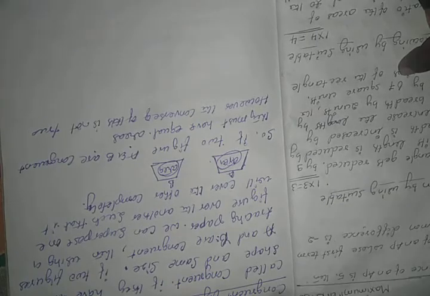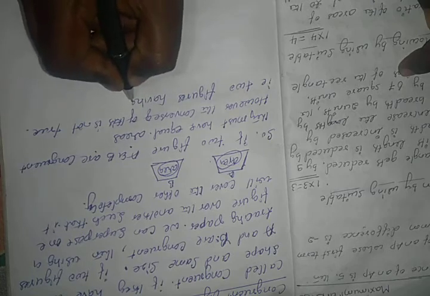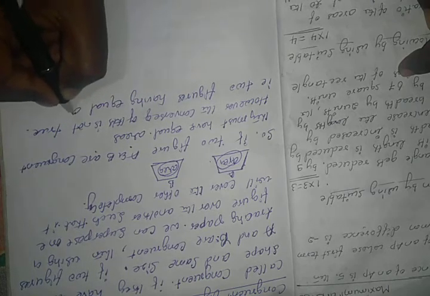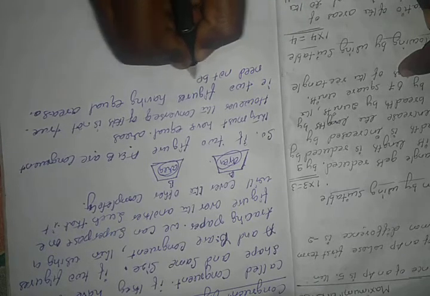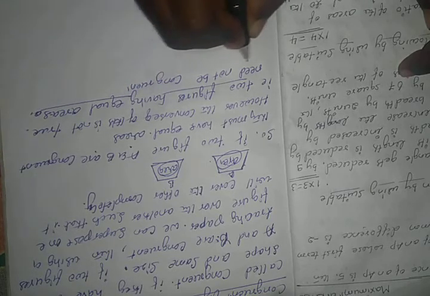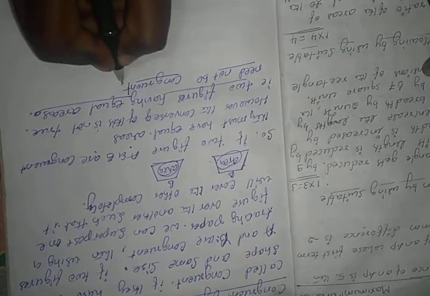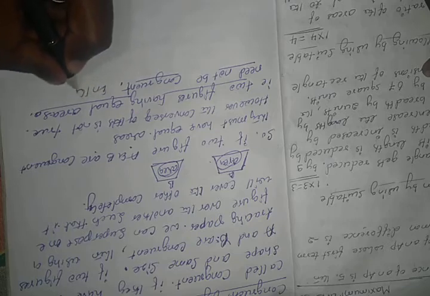Let us see the converse of congruent figures. Two figures having equal areas need not be congruent. Very important. That is the main point. So let us see the adjoining figure.